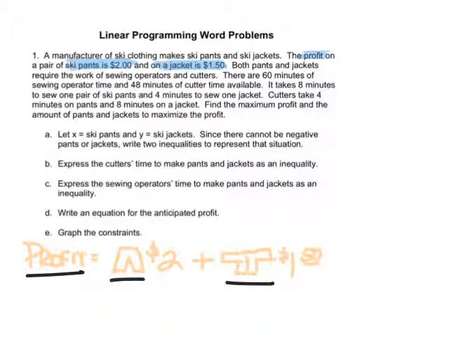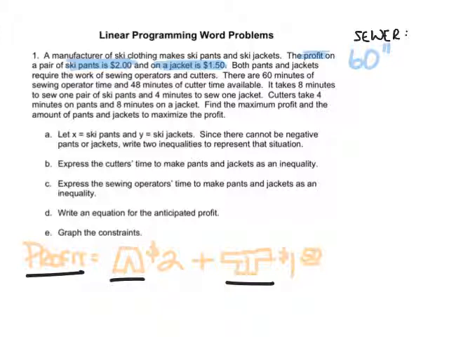Both pants and jackets require the work of sewing and cutting. There are 60 minutes of sewing. Well, let's put that down too. A sewer can give me 60 minutes. So let's put that in there. A sewer can give me 60 minutes.